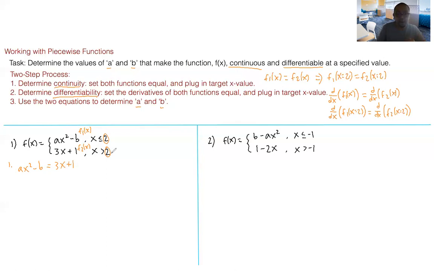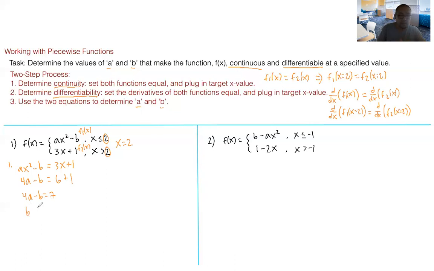Now we're going to plug in our value. In this case, our target value is x is equal to 2, okay? And so let's plug in 2. So 2 squared is 4. So 4a minus b is equal to 2 times 3. Sorry, 3 times 2, which is 6, plus 1. That's going to give us 7 on this side. So we get this. And notice that a and b are in this first equation. You're not going to be able to find the values with one of these equations alone. That's why we need our second one, okay? So let's simplify this one down.